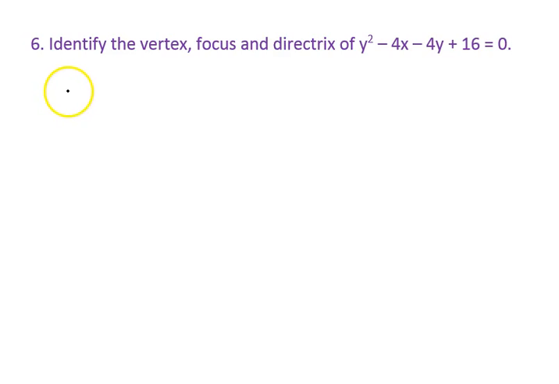Okay, for our last example, we're going to identify the vertex, the focus, and the directrix of this parabola. And it is not in a form that is pleasing to look at. We've got to work on it so that we can figure some things out. So the first thing that I'm going to do is rewrite this with my y's together and leave some space to complete the square. I'm going to subtract or add the x part and the number to the other side. So this negative 4x, I'm going to add it to the other side and get 4x. And this positive 16, I'm going to subtract.